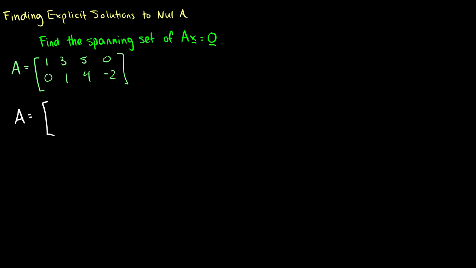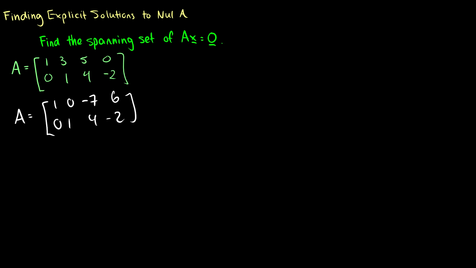The first column is set up nicely. I wonder why that is. And the second column is a 3 in the first row, 1 in the second row. We need to get rid of that 3. So we're going to subtract 3 of the second row from the first. So 1 minus 0 is 1. 3 minus 3 is 0. 5 minus 12 is negative 7. 0 minus negative 6 is 6. And the second row is okay.